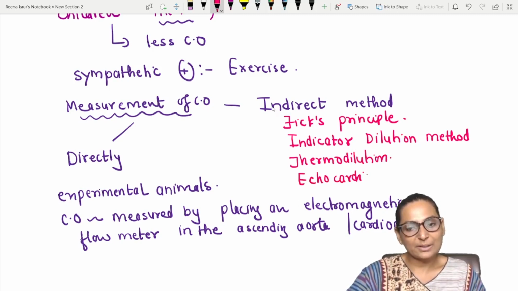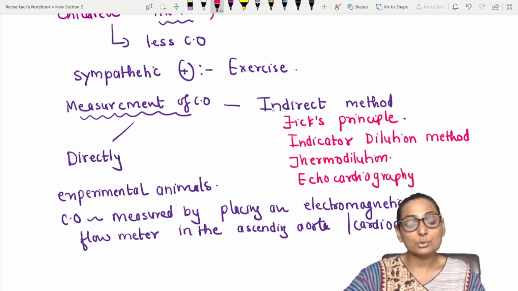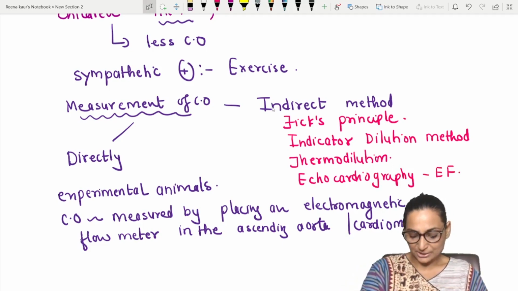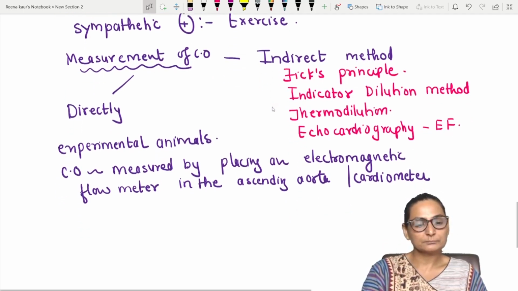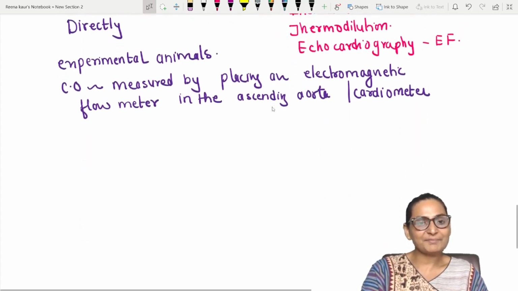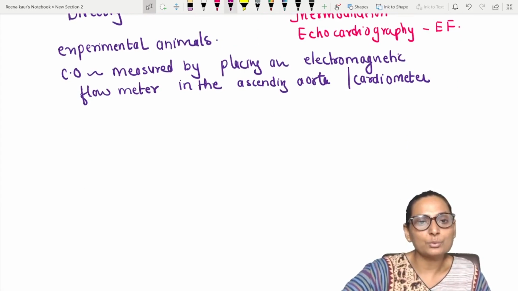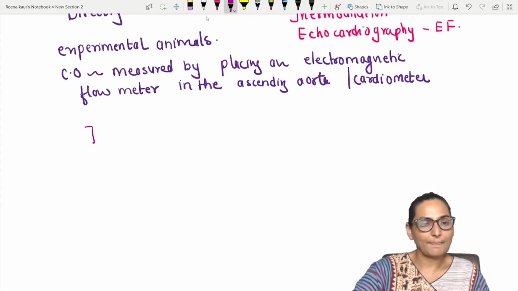Echocardiography is nowadays practically done, right? Echocardiography is also very, very important to find out the ejection fraction. Now let's see the Fick principle, and then we can move on to the regulation.